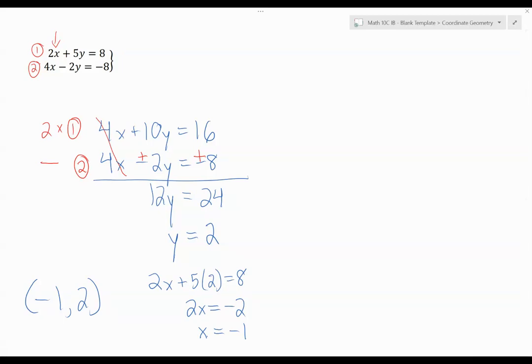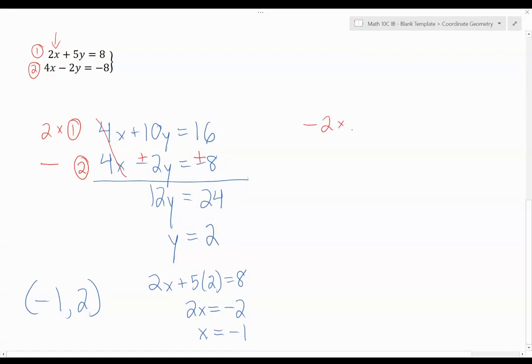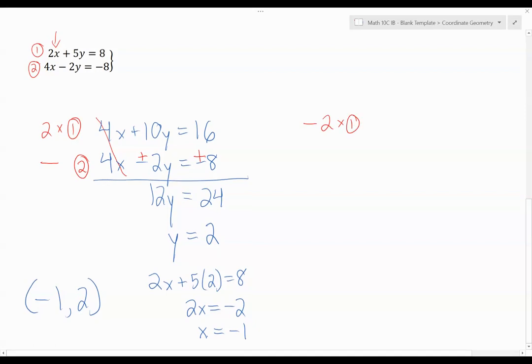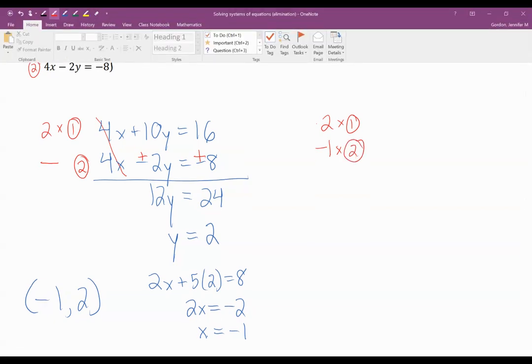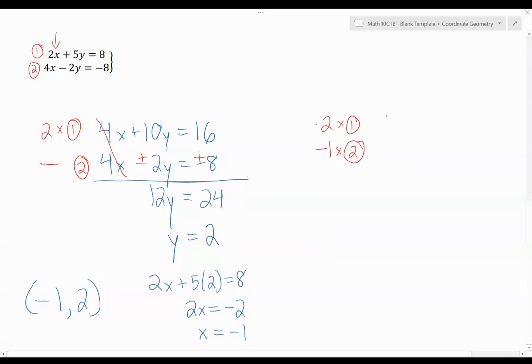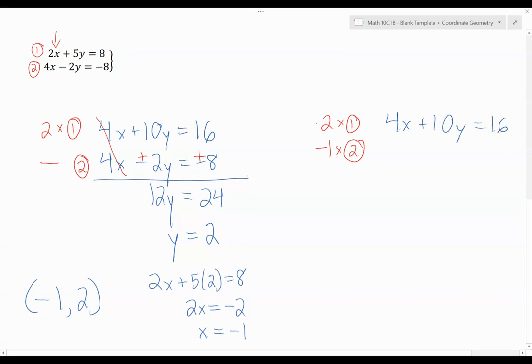The way to do that would be, in the first case, instead of multiplying the first equation by 2, I could multiply it by negative 2. Or I could just immediately multiply it by 2 and then multiply negative 1 times the second equation. And that would sort of save me having to subtract. So I would get 4x plus 10y equals 16. And then I would have negative 4x plus 2y equals 8.